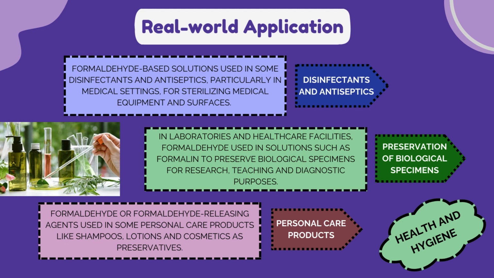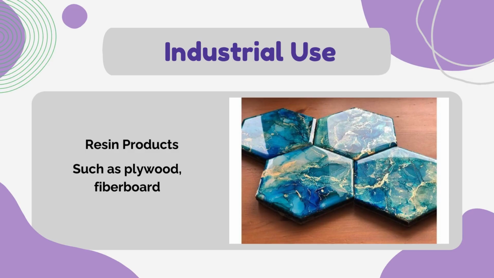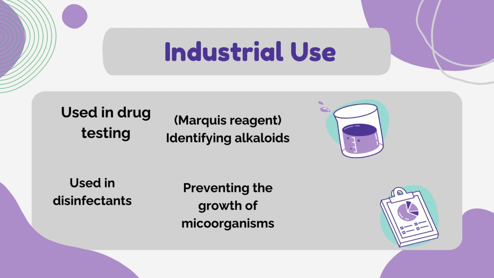So for the industrial use, I believe my friend briefly explained about the resin products such as plywood and fiberboard. Let us move to the next one, which is drug testing. There is one reagent known as the Marquis reagent. This reagent can identify alkaloids. Another use is in disinfectants, and also for preventing the growth of microorganisms.